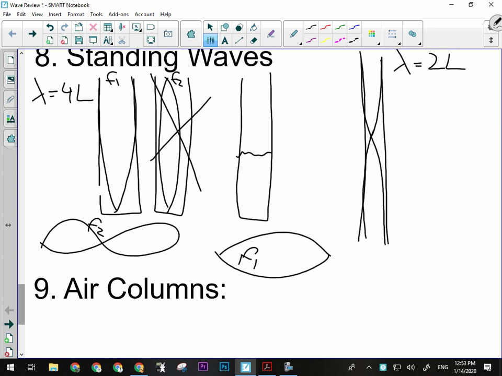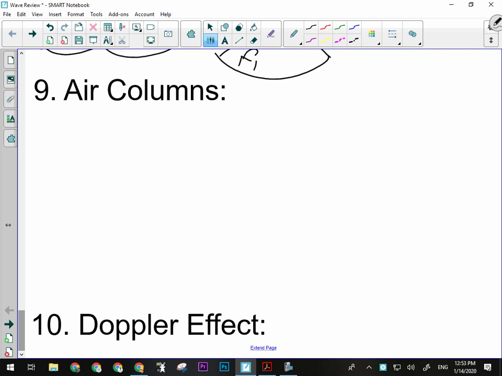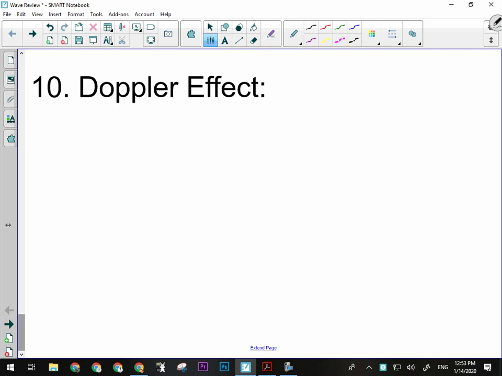All right, and then air columns we already talked about, and then we ended off with Doppler effects. Should you expect a Doppler effect problem? Guarantee it. Make sure you know how to solve a Doppler effect problem. When do you use plus? When it's going away from you. You use minus when it's coming towards you. We're going to keep that in mind.